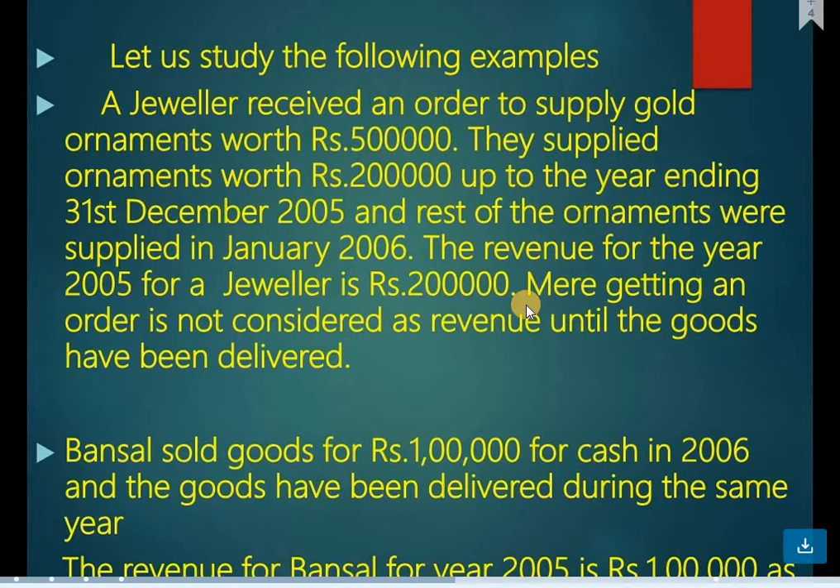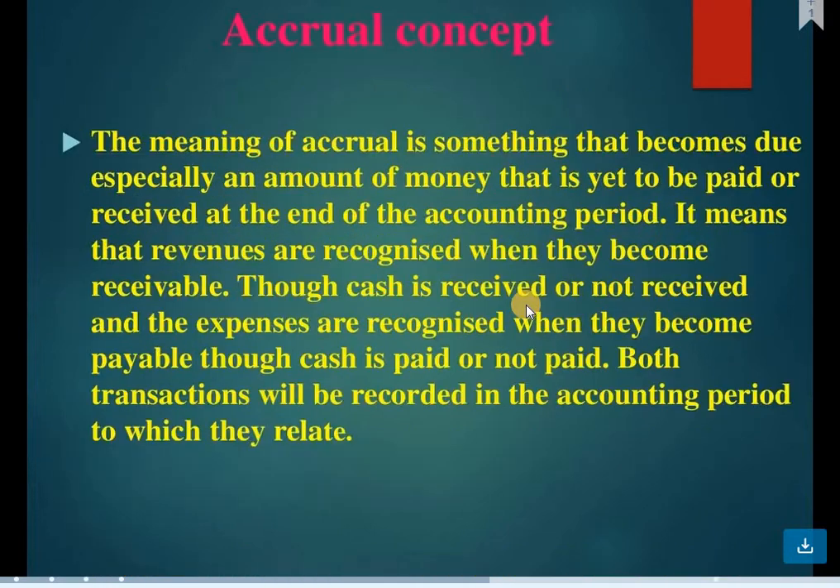Getting an order is not considered as revenue until the goods have been delivered. When we get an order, it is not that we have received the entire amount. When we deliver the goods, then we receive the amount, and that amount should be reflected as revenue in the books of accounts. That is what it says. So this is one example.